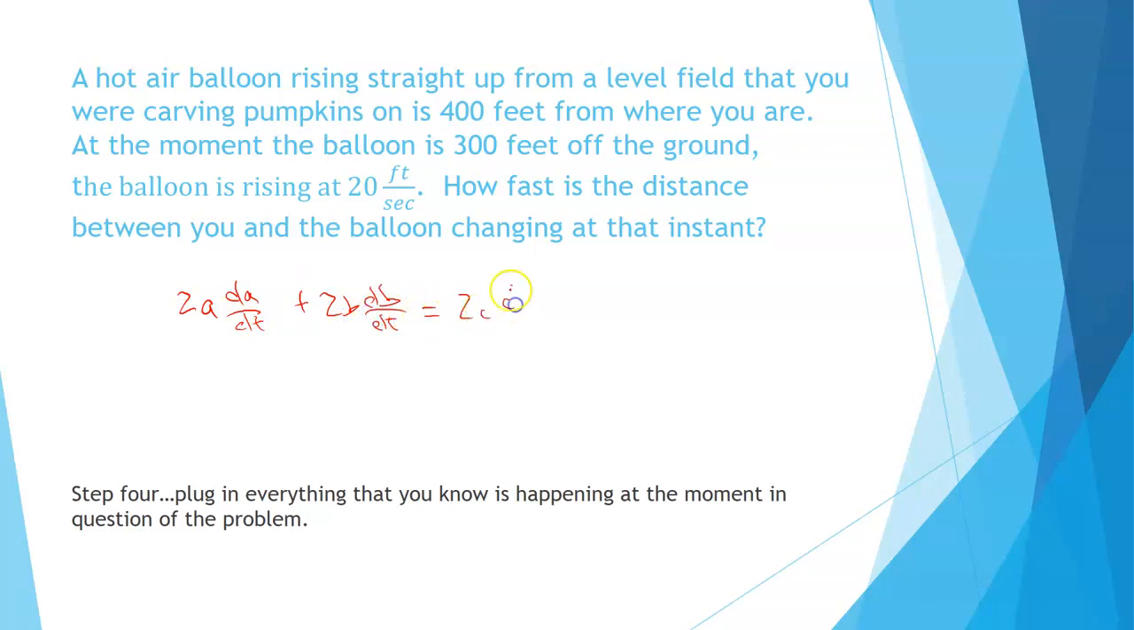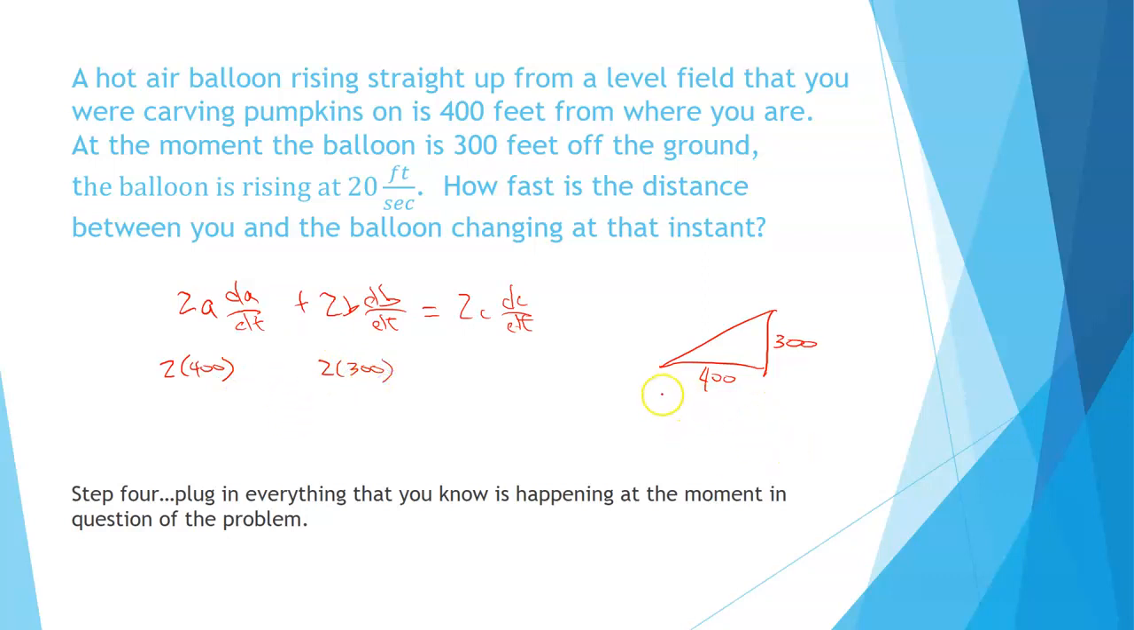2C dC/dt. Then I look at this and I look at my problem and I say, okay, at the instant in question, I know that this side is 400. It might not always be 400, but at this instant it is. The balloon is 300 feet off the ground, so I know that A and B in this problem are 400 and 300.